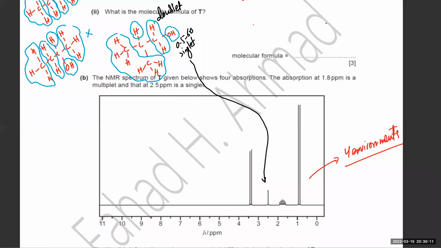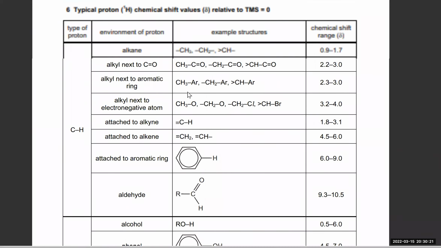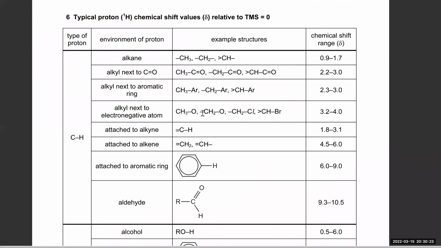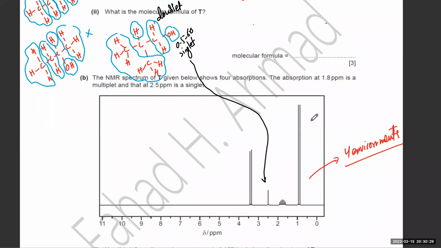So going back to this, that's a doublet. So you've got 2 doublets. Which one is this one? So CH2 right next to oxygen. You'll open the data booklet. CH2 right next to oxygen, that's 3.224. So I think it's this one, 3.224. Right? Is that clear? Yes, sir. It's a doublet.